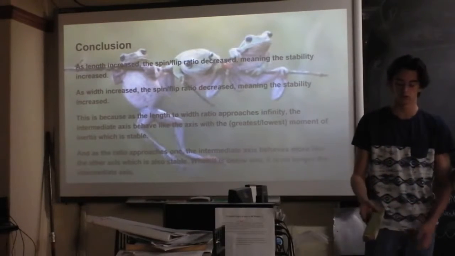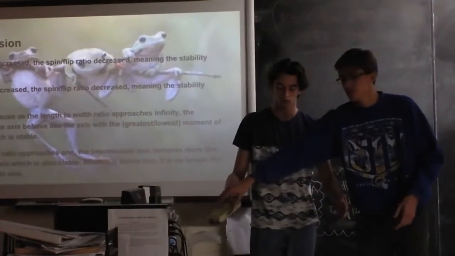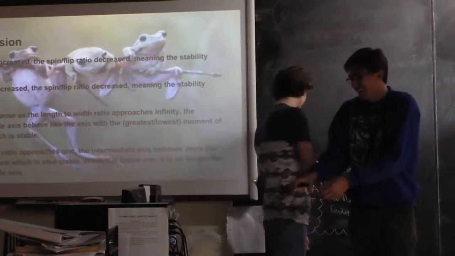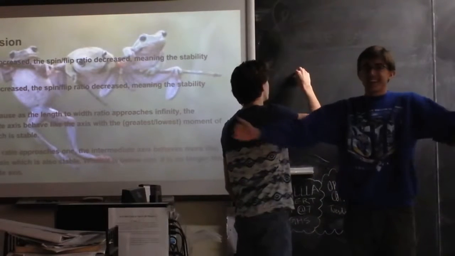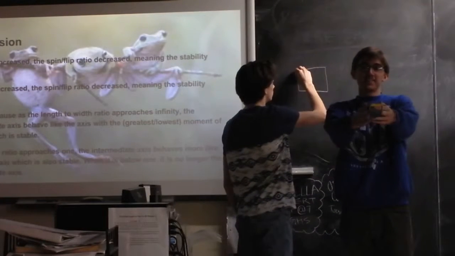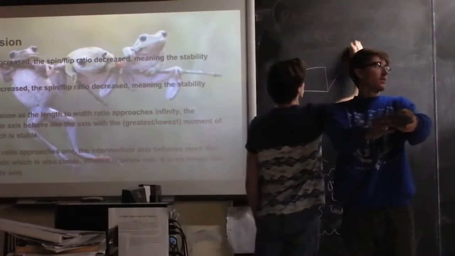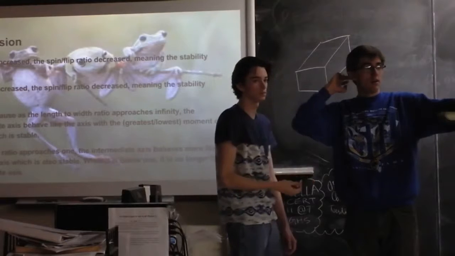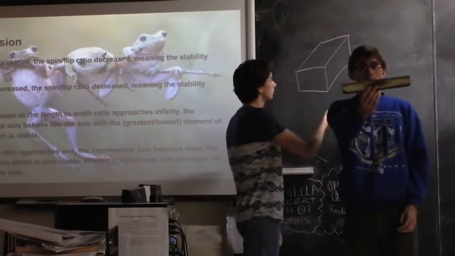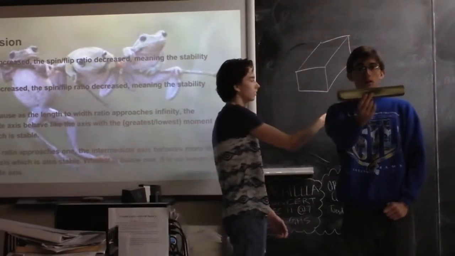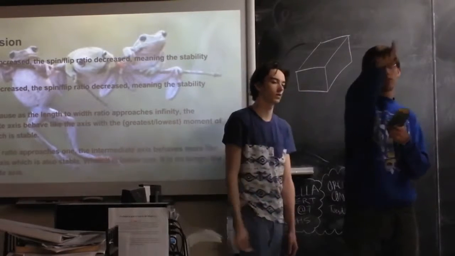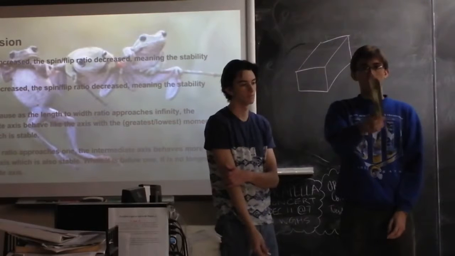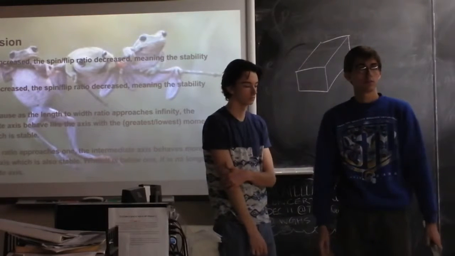So if you were to imagine the width of this, originally it's like this, and then all of a sudden we increased the width to the length of the room. It's like a bed. Now it's behaving more like this, and it has the least inertia. And if you were to increase the length of the room, now it's behaving more like this, and it's closer to the principal axis.